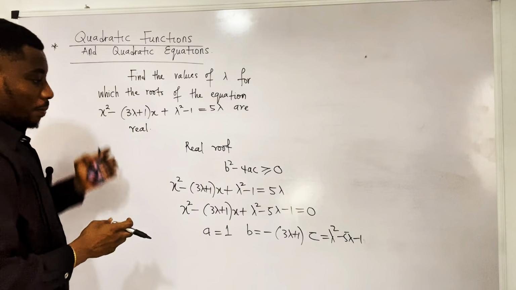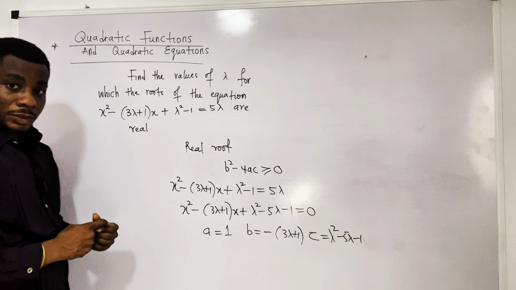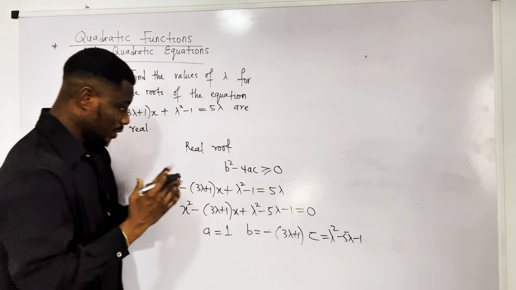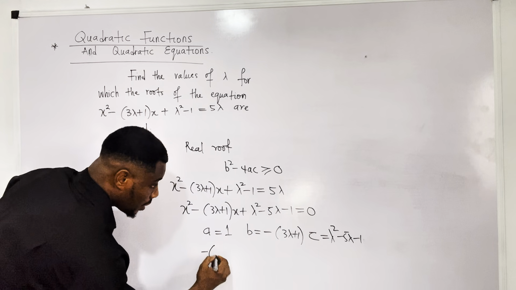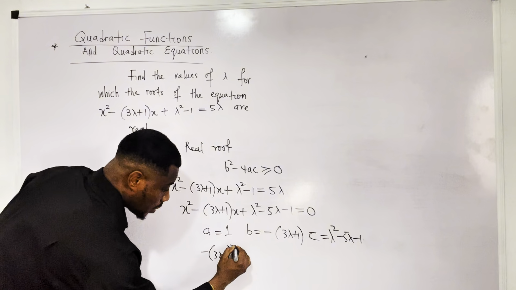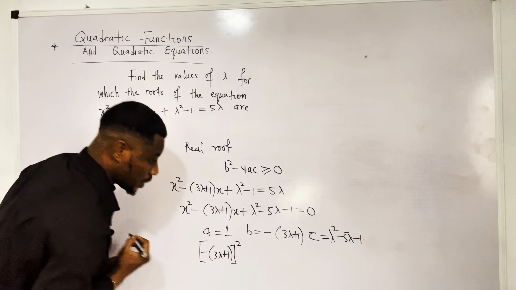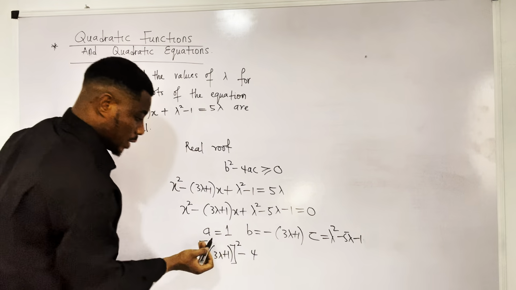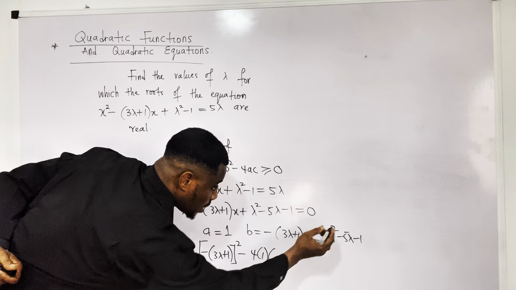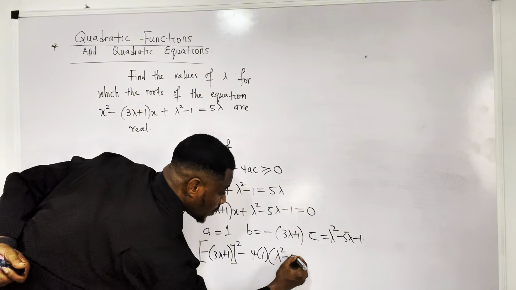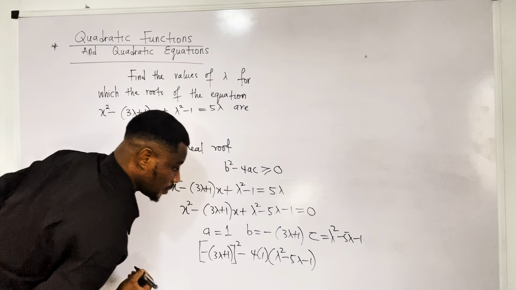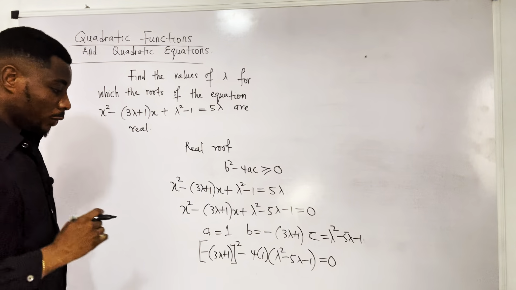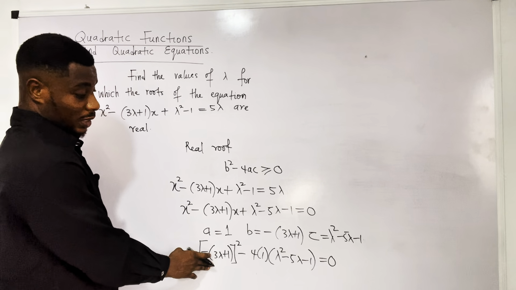So we're going to apply this equation now. Remember, it's b squared. Start with b squared. Our b is minus (3 lambda plus 1), squared, minus 4a, which is 1, times c, which is lambda squared minus 5 lambda minus 1, should be greater than or equal to 0. So let's expand this again.